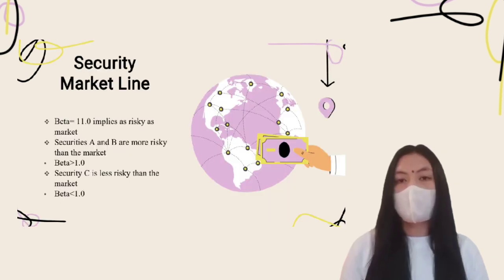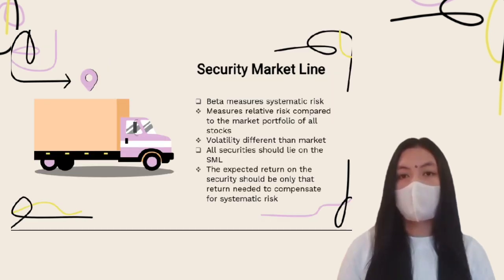Security market line. Beta equals 1.0 implies as risky as the market. Securities A and B are more risky than the market, beta greater than 1.0. Security C is less risky than the market, beta is less than 1.0. So dito yung beta is a measure ng systematic risk.